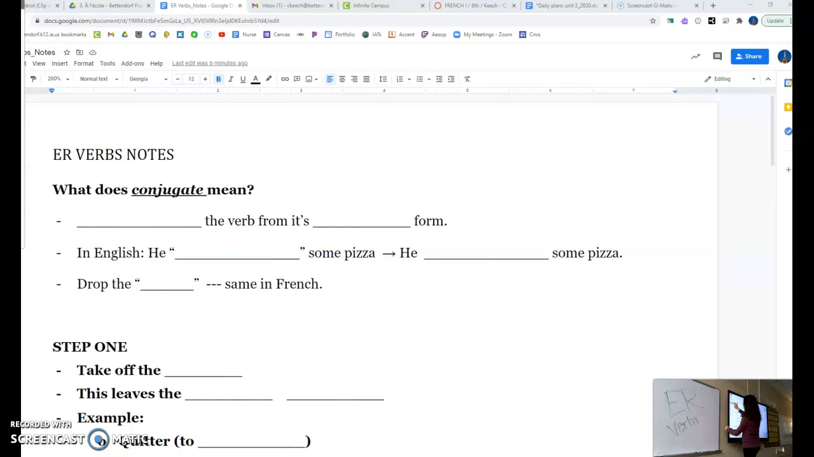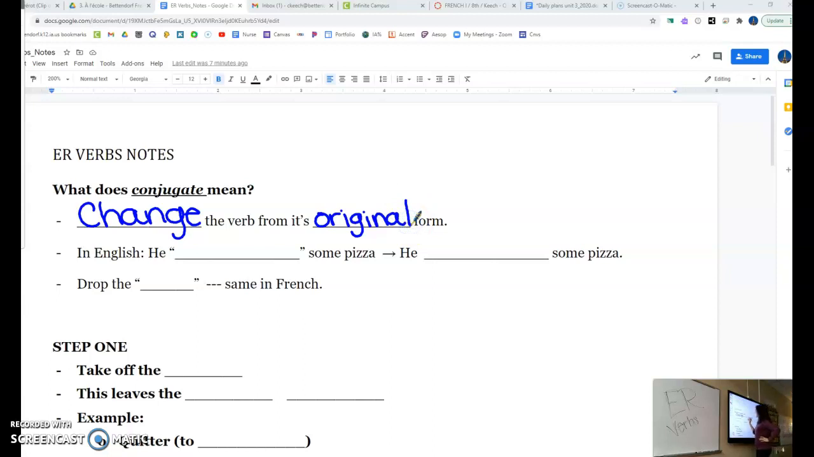You will find all of these ER verbs on Unit 3, Vocab 3, where we learned all the definitions. Things like arriver, étudier, jouer, rigoler, things like this. They're all verbs that end with an ER, and we're going to conjugate them today. Conjugate means you are changing the verb from its original form. We do this in English too.